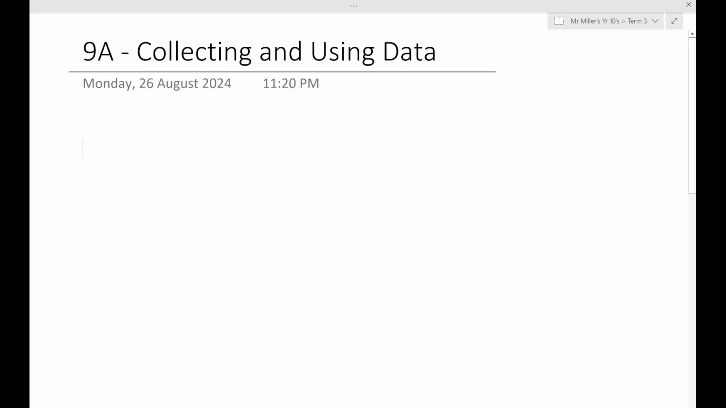Hey guys, today we're talking about collecting and using data, or chapter 9a from the textbook. So when we're talking about collecting and using data, we're talking about making measurements, right? We do an experiment or something and then we measure some results.